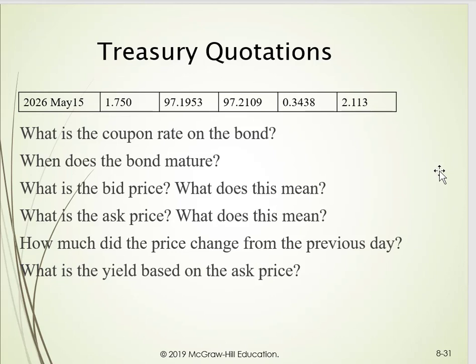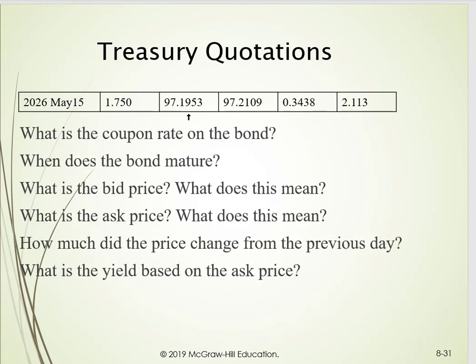So if you think about Treasury quotations, let's think about what we get from publications. So the first thing here is the date. This is when the bond is going to mature, May 15th, 2026. 1.75, this is the coupon rate. So if you multiply the coupon rate times 1,000, 1.75% of 1,000 is $17.50. That is the coupon that we would be paid annually. Of course, we might have to divide that by 2 if it's semi-annual payments.